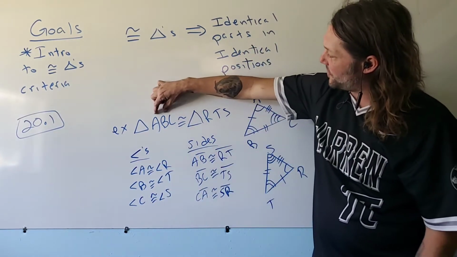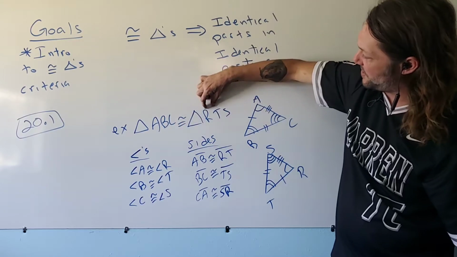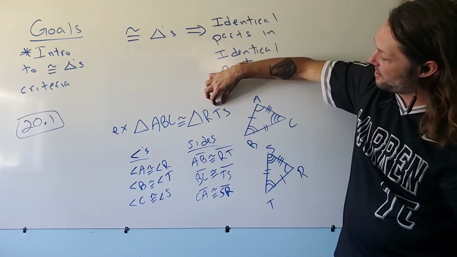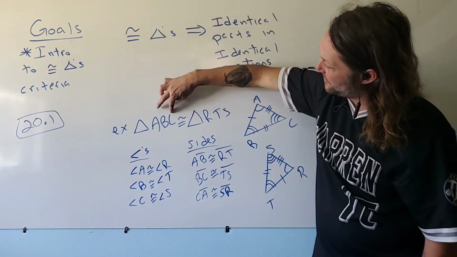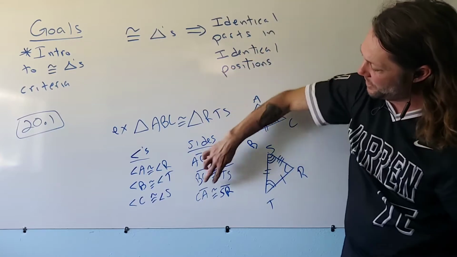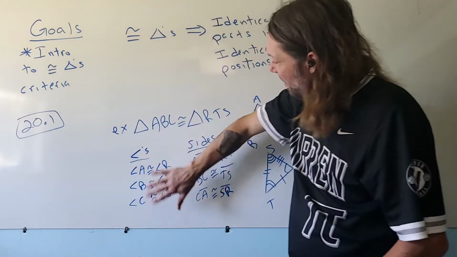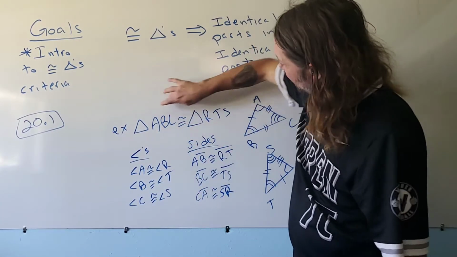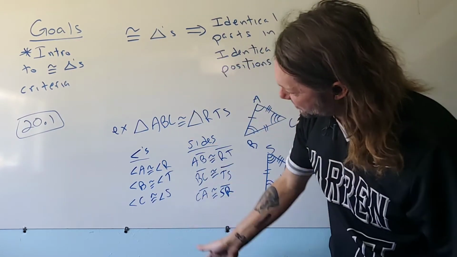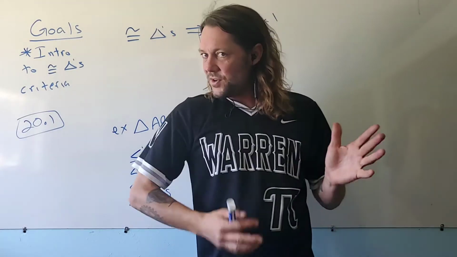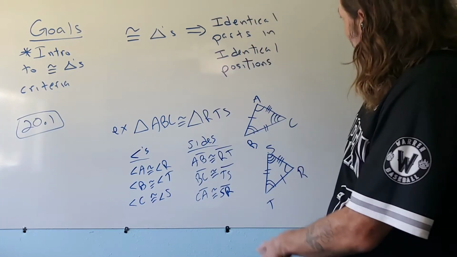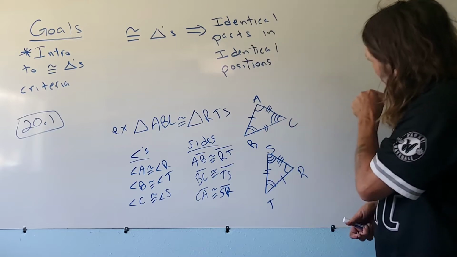And I also know that side AB must be the same as side RT, and that side BC must be the same as side TS, and wrapping around, side CA must be the same as side SR. So I know who goes together based on this congruent statement, and this tells me who my identical parts are in the identical positions. Now I drew a picture to further this idea of identical parts and identical positions.